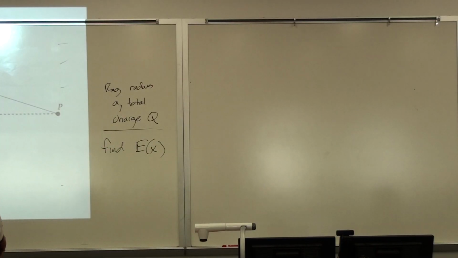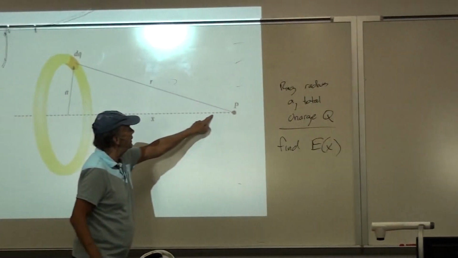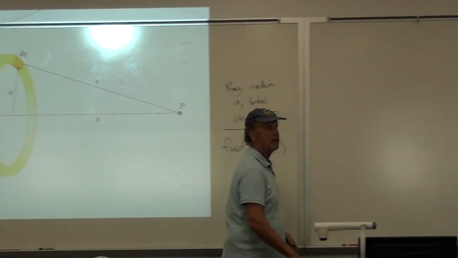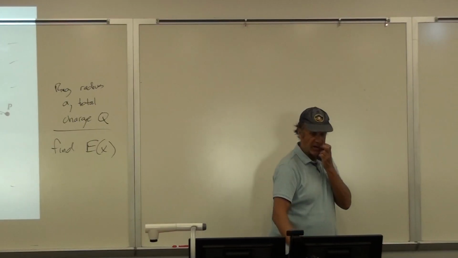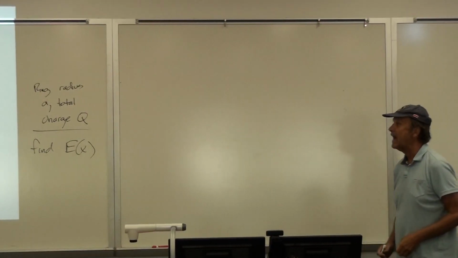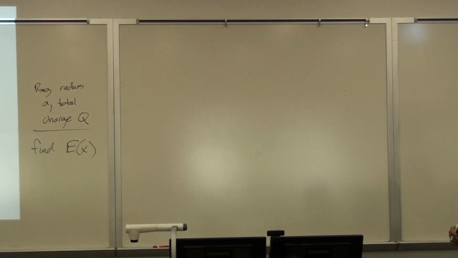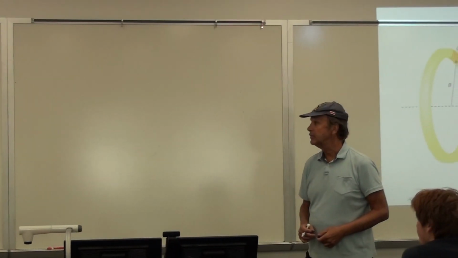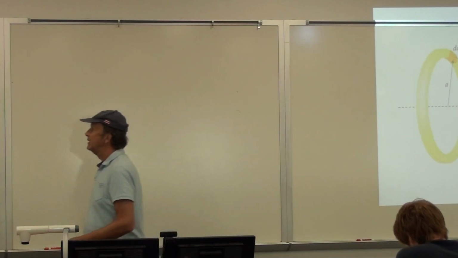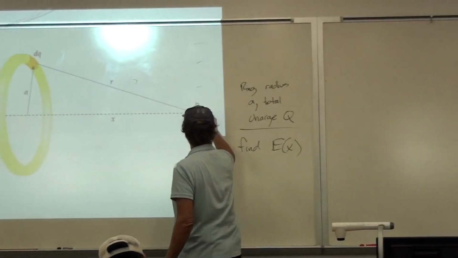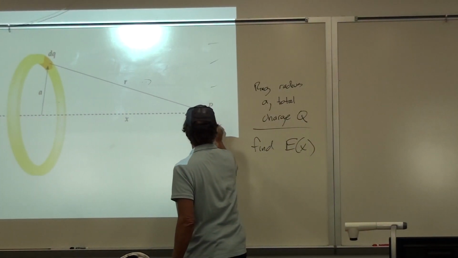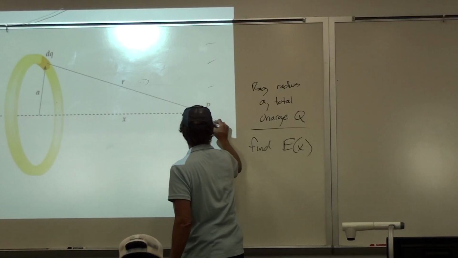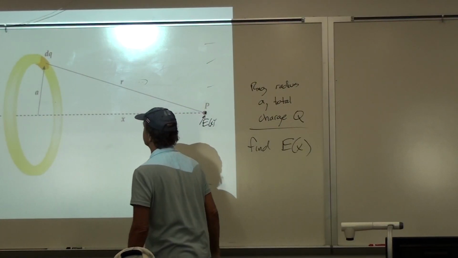So my goal then is to find the electric field as a function of x along the axis of that ring. Okay, where x is the axis, intersects the plane of the ring at a 90-degree angle. So it goes right through the center. So we're interested then in the electric field here at this point x. We want to know what it is.